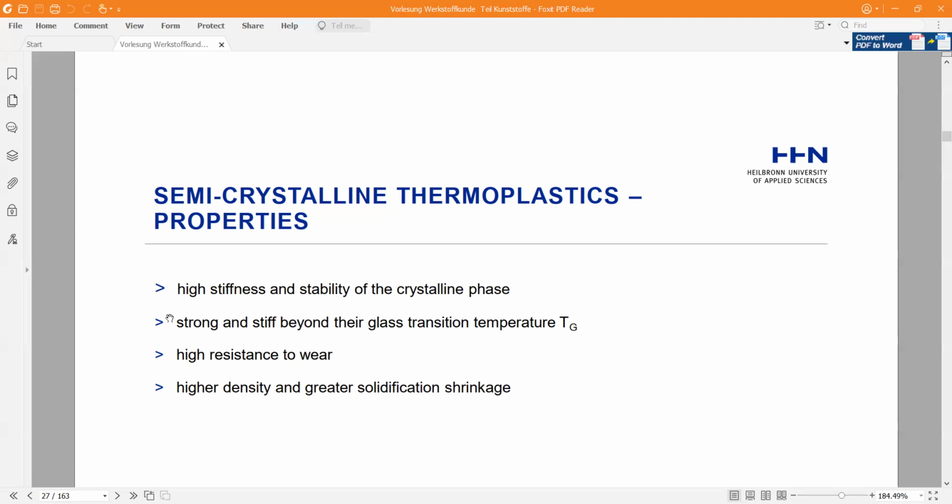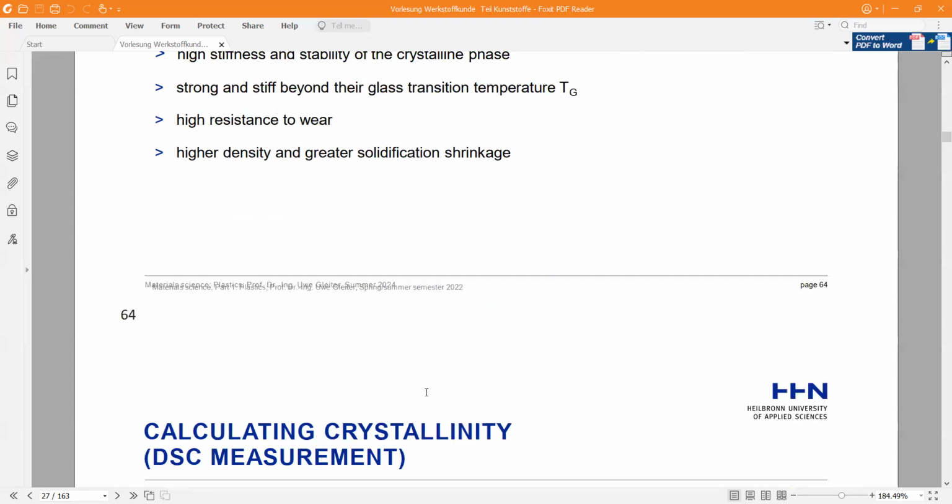So the properties of semi-crystalline plastics are high stiffness and stability of the crystalline base, stiff beyond the glass transition temperature, high resistance to wear, high density and greater solidification shrinkage.